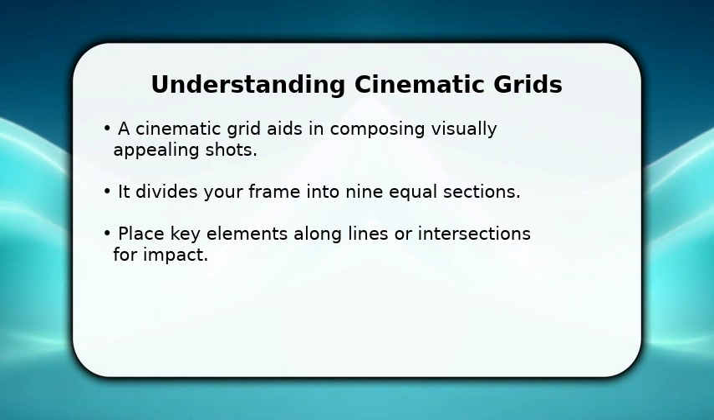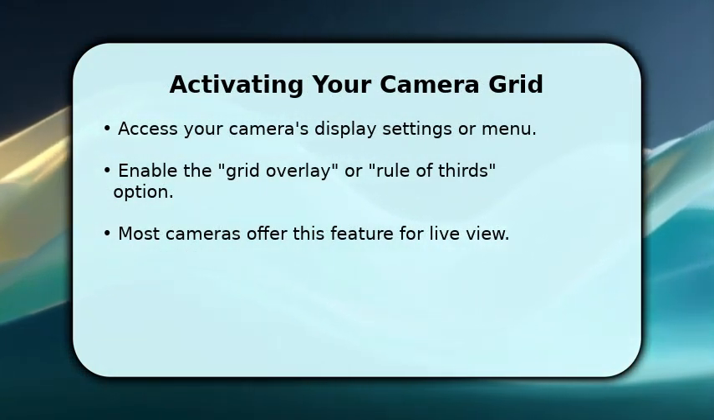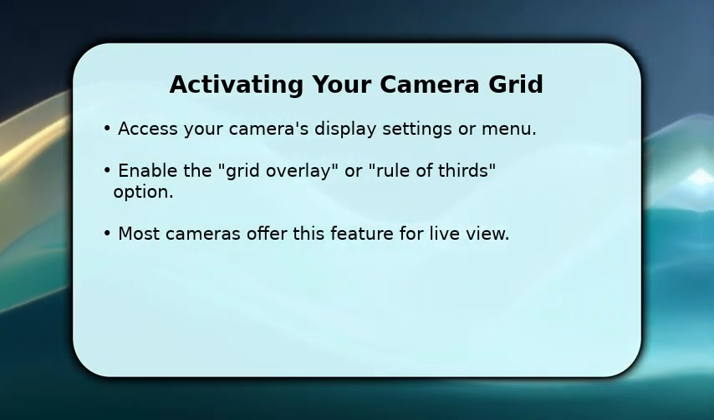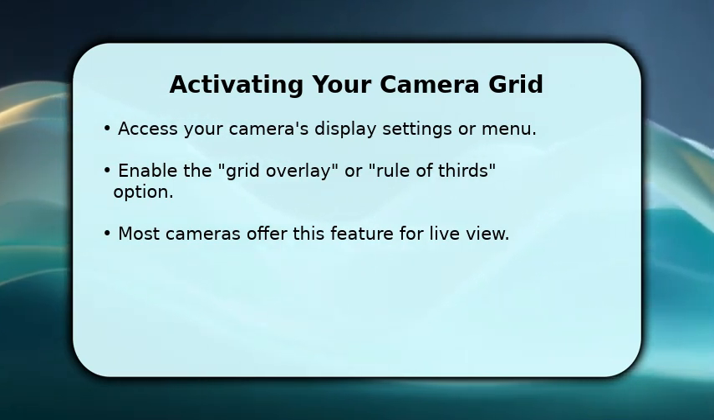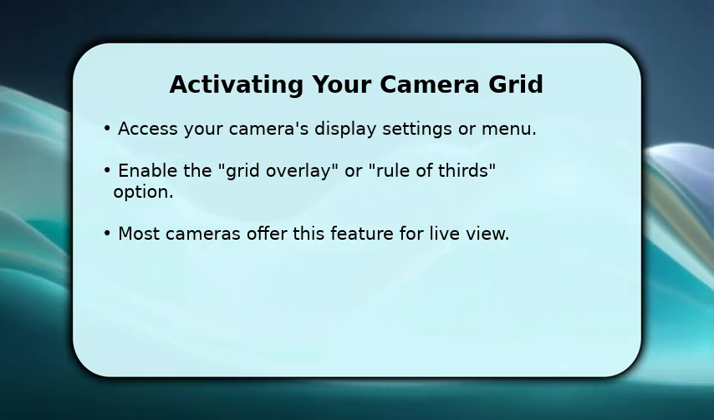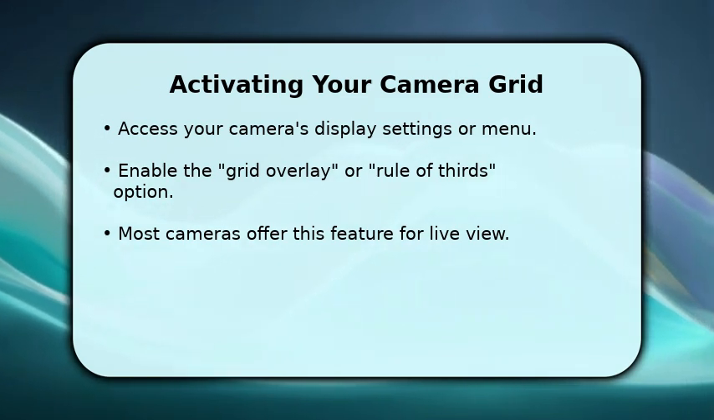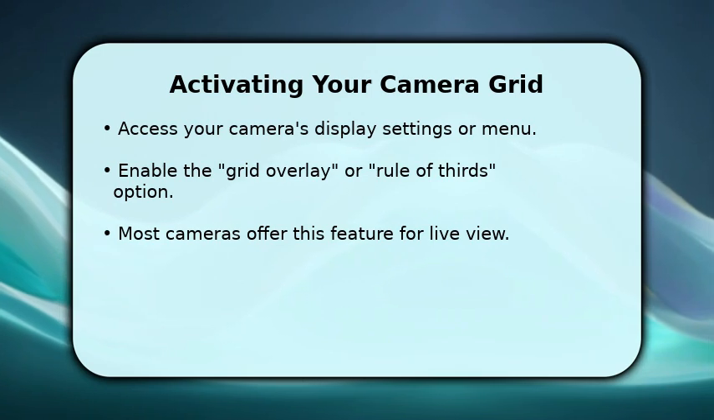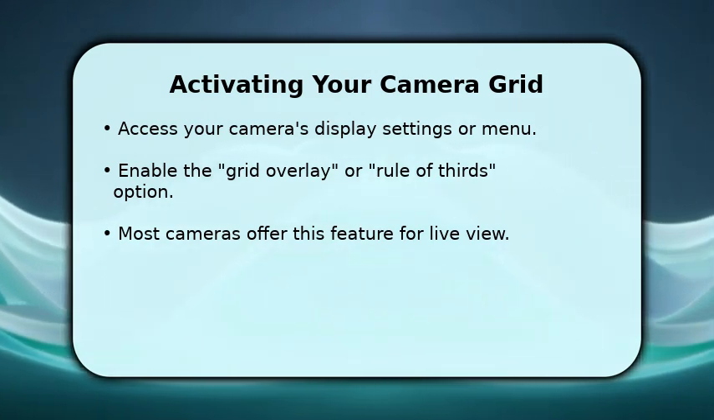Let's dive in. To begin, you'll need to activate the grid on your camera. Navigate to your camera's display settings or shooting menu. Look for an option labeled Grid Display, Rule of Thirds, or Composition Lines. Once enabled, these lines will appear on your LCD screen or electronic viewfinder. This feature is available on nearly all modern cameras, making it easy to implement this technique immediately.